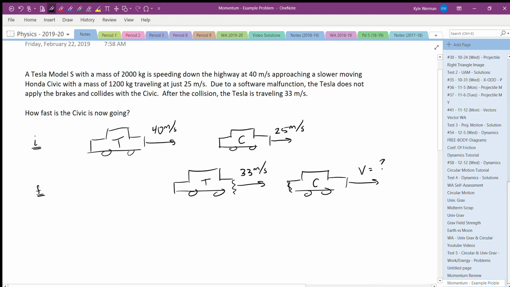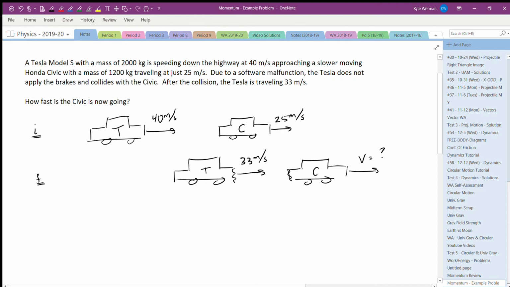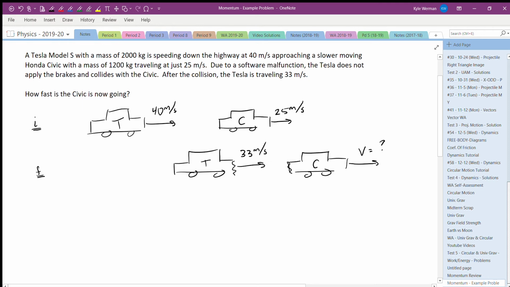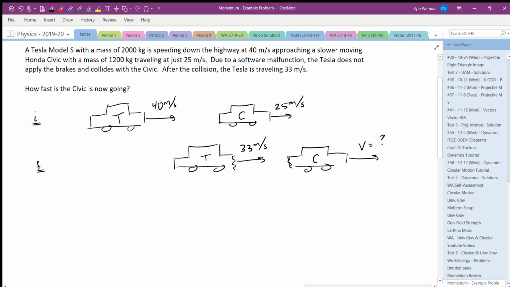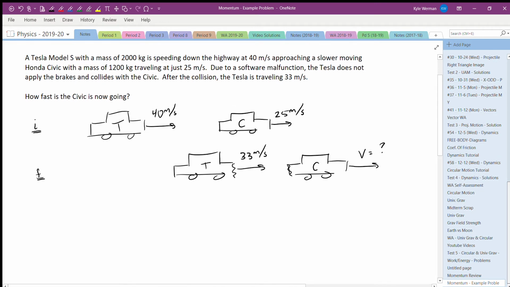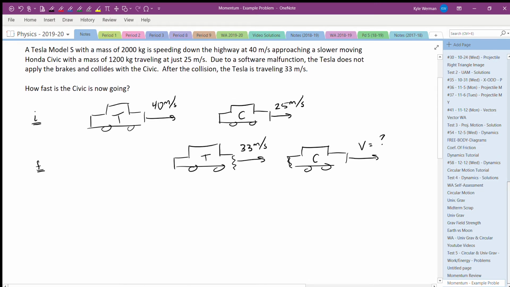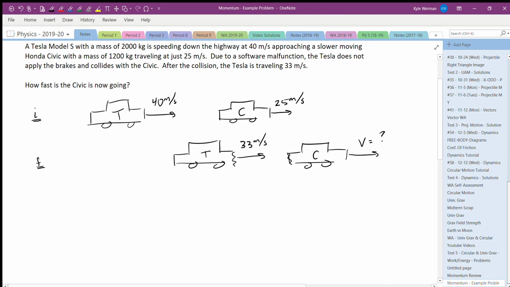They didn't tell us what type of collision this was. Was it elastic or inelastic? If they told us it was elastic, then you can use energy and say that the energy was conserved, in this case, kinetic energy. But since you don't know anything about what kind of collision, elastic or inelastic, we can't use energy because energy is almost always lost in a collision.